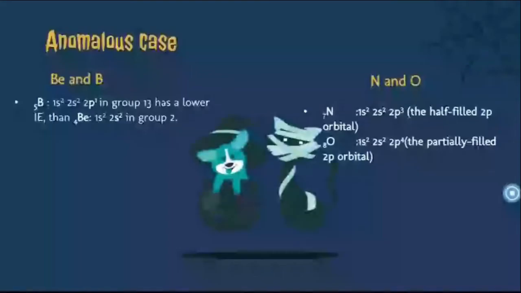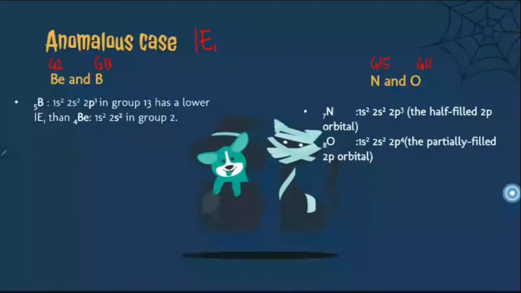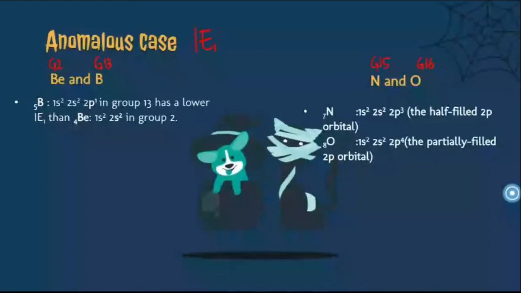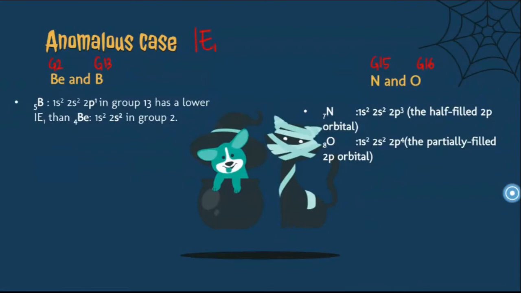Okay, the anomalous case in terms of first ionization energy. There are anomalous cases here, between group 2 element and group 13 element, and group 15 and group 16 element. Have you read about the anomalous case? Yes. So between group 2 and group 13, for example, boron and beryllium. Boron will remove the electron from 2p orbital. This one is boron. And beryllium will lose electron from 2s orbital.